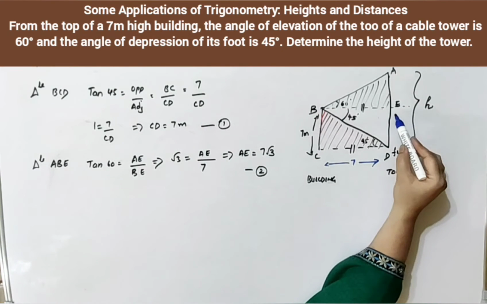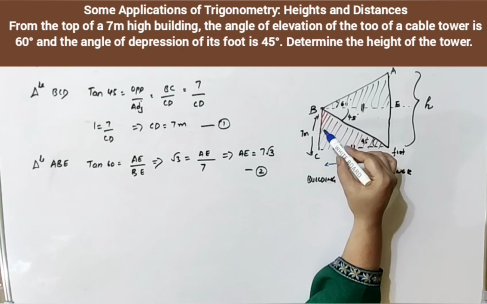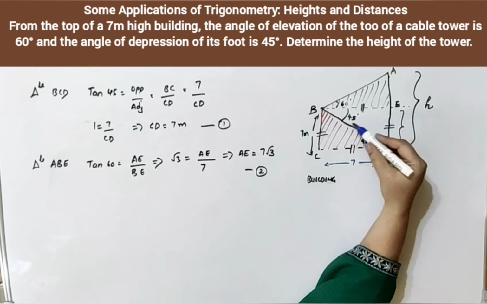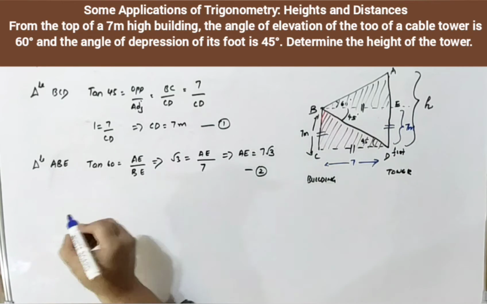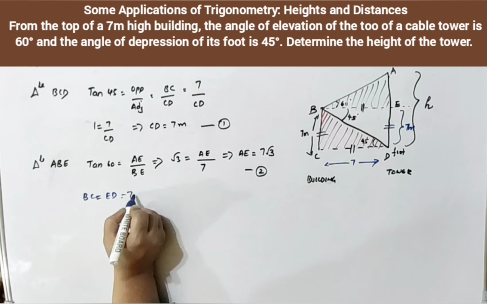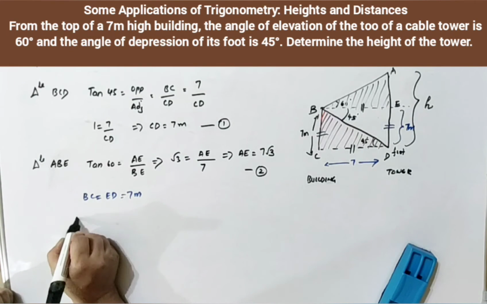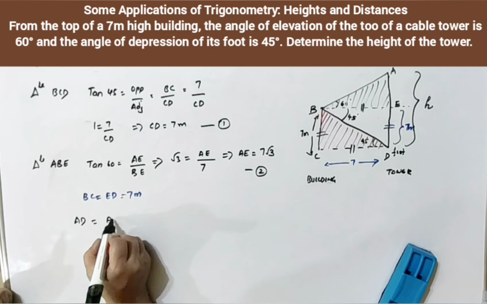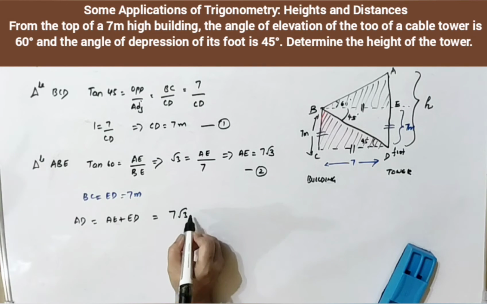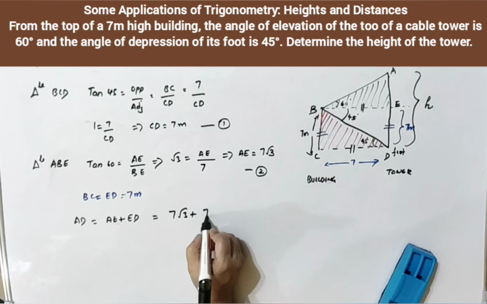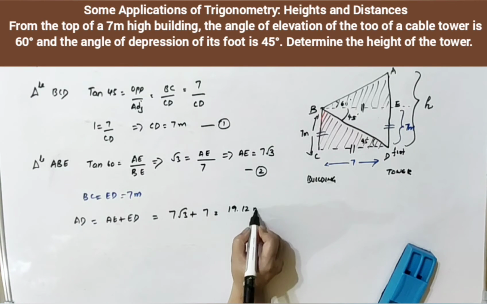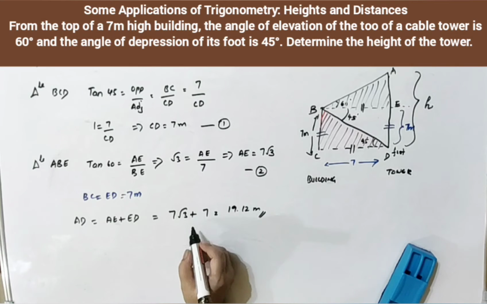How do we get ED? ED is nothing but the opposite side of BC, right? It's a rectangle, and these two sides are going to be equal. So BC is equal to ED is equal to 7 meters. So what is AD? AD is the height. AD is nothing but AE plus ED. AE we got as 7 root 3, plus ED is 7. If you simplify this, we'll get 19.12 meters. So this is the height of the tower.